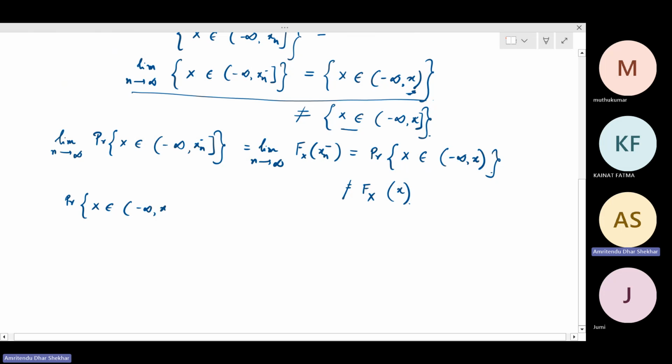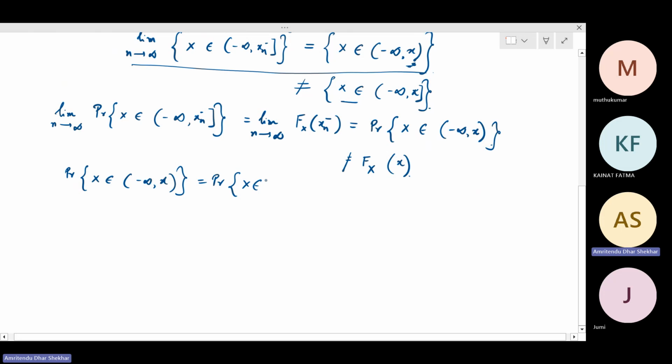minus infinity comma x, and sorry, x is equal to probability of x belonging to minus infinity comma x closed. And this would hold precisely if probability of x equal to x is equal to 0.